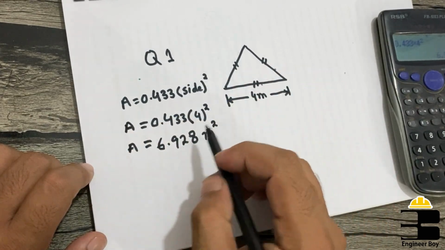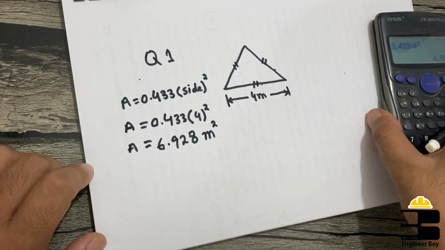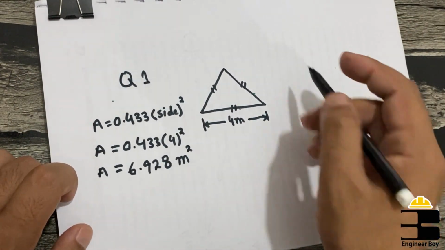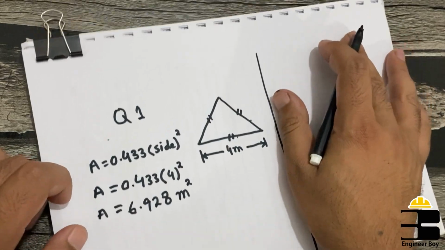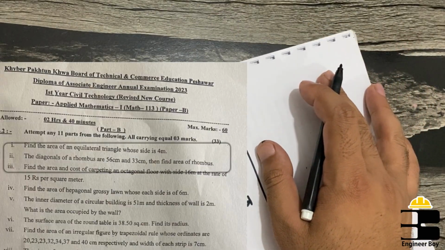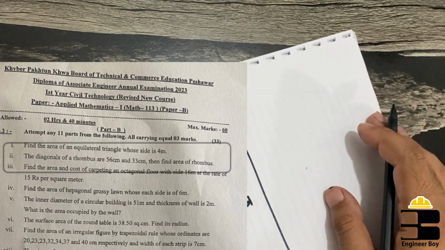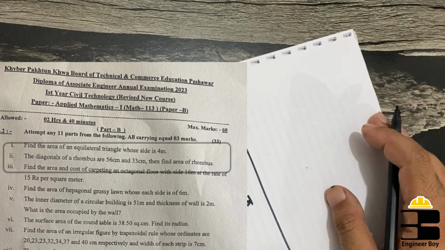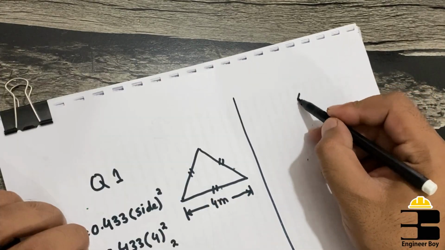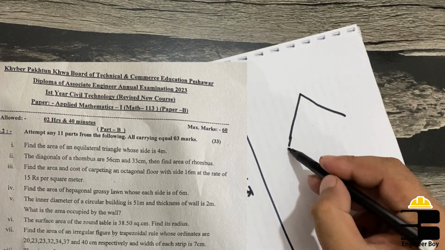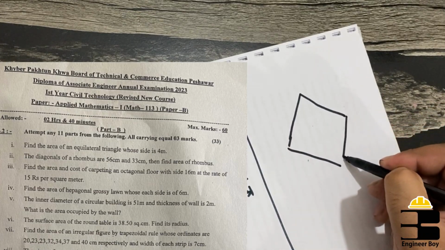Okay, so this was just a short question. Now moving ahead to another question. As you can see on the screen, the diagonals of a rhombus are 56 centimeter and 33 centimeters. Then find the area of the rhombus. Rhombus, that is like a kite, you can see like this one. This is the rhombus.